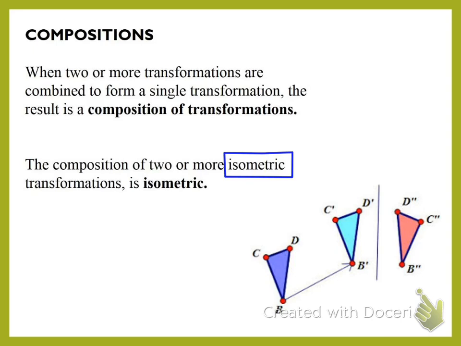So for instance, if I first translate this triangle, right, I move everything along this vector, that preserved the size and shape from the purple triangle to the blue triangle. But then you'll notice that in the next one, it looks as if I have reflected it over this line. A reflection is also isometric. So therefore, the change from purple triangle to the pink triangle is isometric.